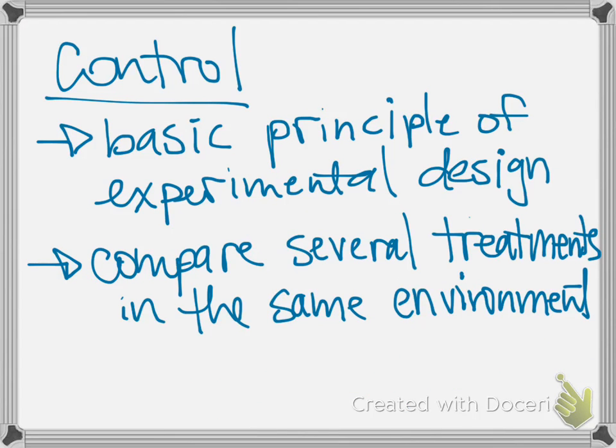So of course that means we need to talk about what it means to have a good experimental design. There are 3 basic principles to good experimental design, and the first one is control. Control just means that you are going to compare your various treatments, your various factors, in the exact same environment. So you're not going to allow any other variables to come into play.